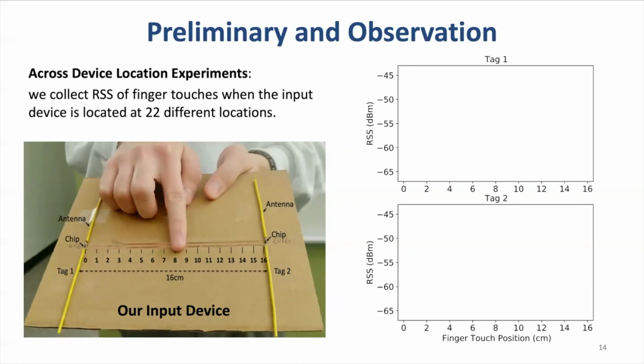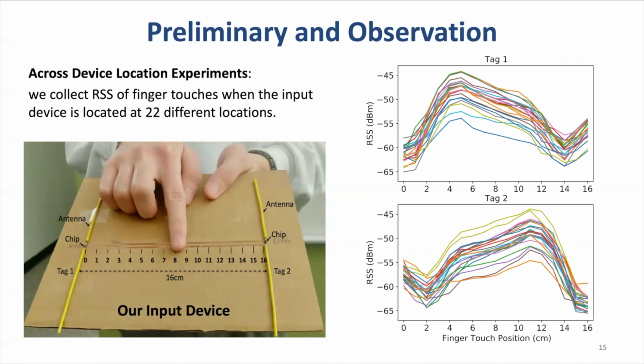In these 2 figures, it shows the RSS of tag 1 and tag 2, where the x-axis is the finger touch positions and the y-axis is the RSS. Here are the results. Each line shows the RSS of one device location.